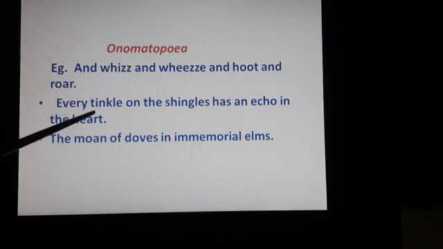Again, every tinkle on the shingles has an echo in the heart. This is also from your lesson, from your poem. The tinkle is the raindrops falling on the roof, the sound that is made. Sound words. Whenever you come across sound words, it's an onomatopoeia. The moan of the doves in immemorial elms. Moan of the doves, moan. Their sound, their cry. That is the meaning, that is the onomatopoeia.